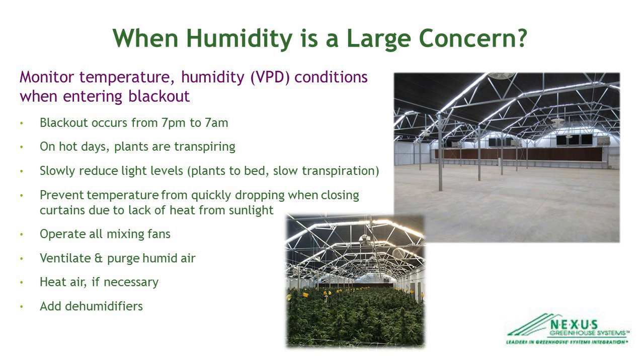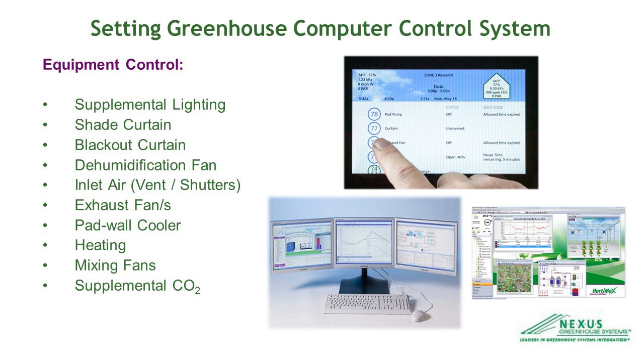Now I'd like to move on to setting the greenhouse computer control system. The computer control system controls everything from supplemental lighting, the shade curtains, the light deprivation or blackout curtains, the dehumidification fans, your inlet air, your mixing fans, your exhaust fans, your pad wall cooler, your heating, whether that be radiant heat or unit heaters, and supplemental CO2. Most greenhouses operate using a modern day controller, which you can access via the internet or your PC, and you can see real-time conditions inside the greenhouse and make adjustments remotely.